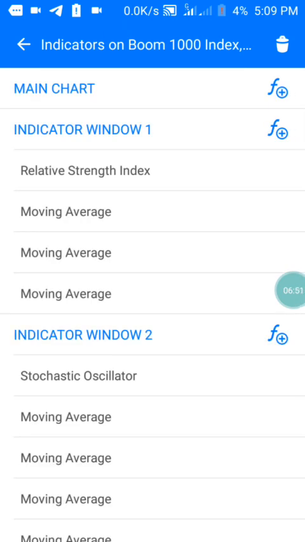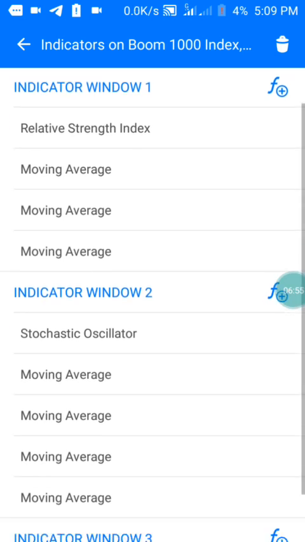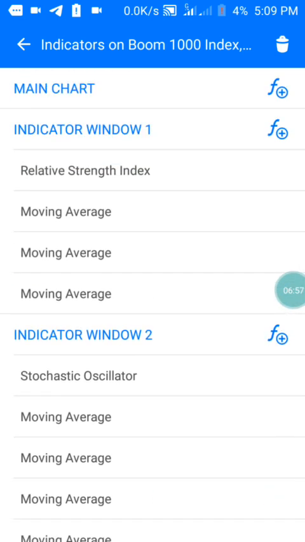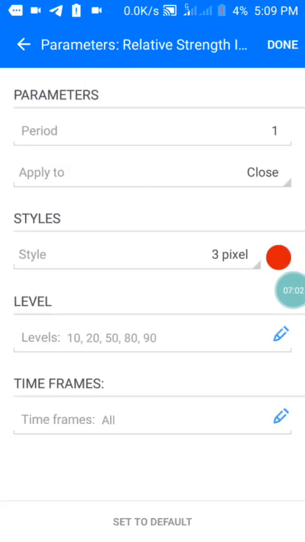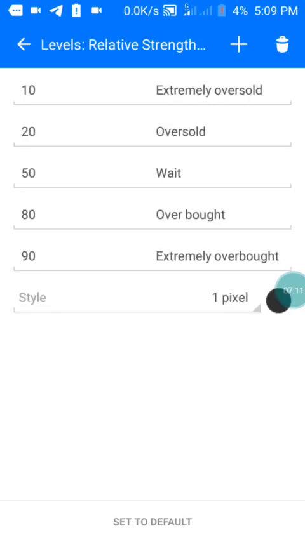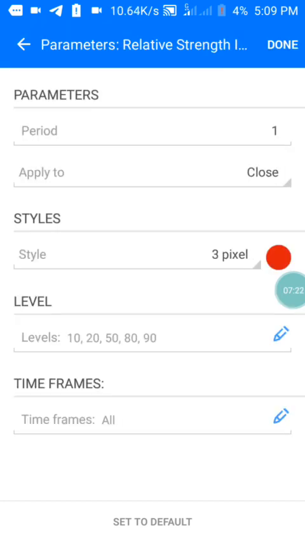On my main chart I did not have anything, and I have my window 1, window 2, and my third window. On my window 1 I have my relative strength index. On my relative strength index I have my period to be 1, apply to close, style in red color, and I have my levels: 10, 20, 50, 80, and 90, which is my bought, sold, and waiting period. So you can screenshot this particular aspect and set it up on your phone.